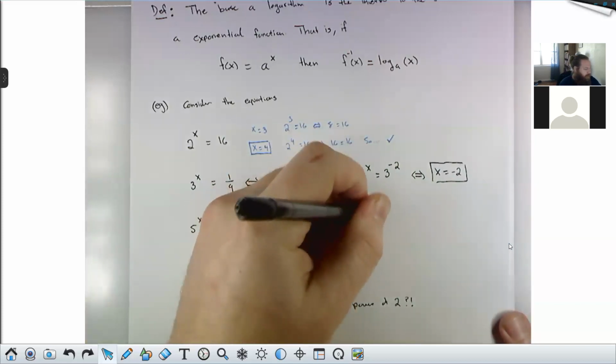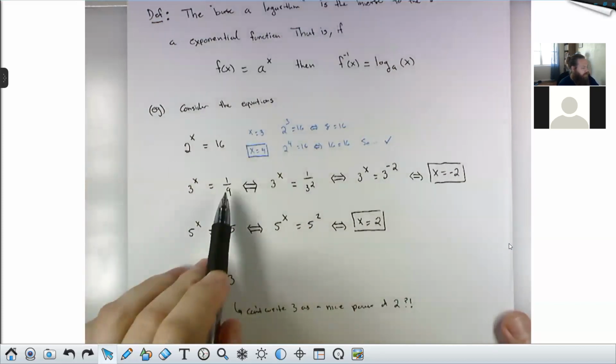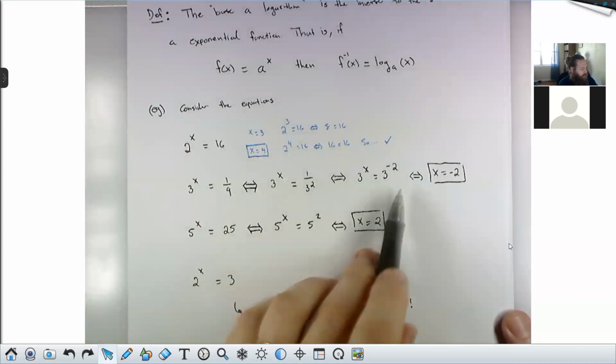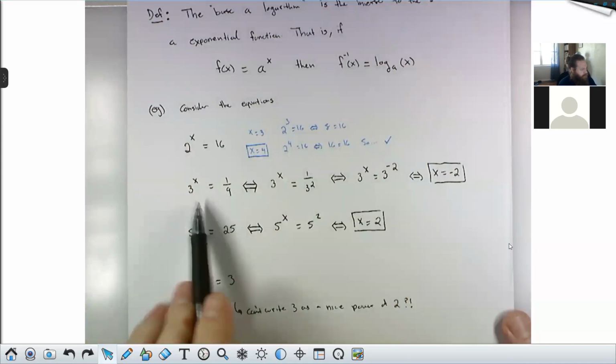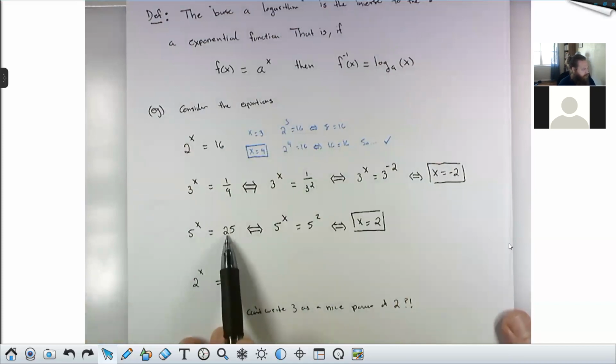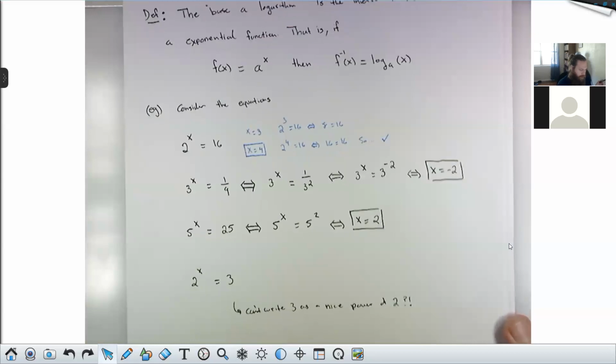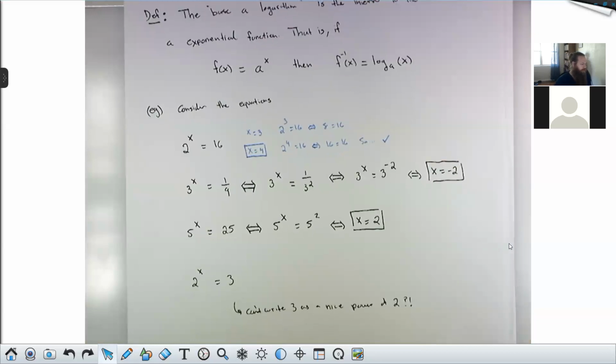So each of these last two was pretty easy to solve because I could turn the right-hand side into that base, the base that was on the left. Here I could turn 25 into a base 5 expression. But here I run into trouble because there's no obvious way to write 3 as like 2 squared or 2 cubed or anything.